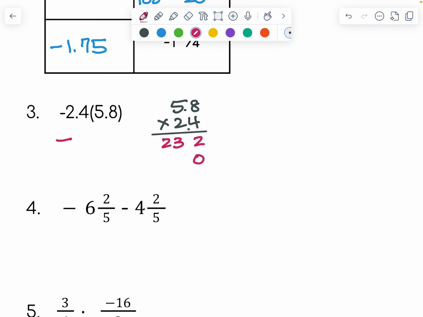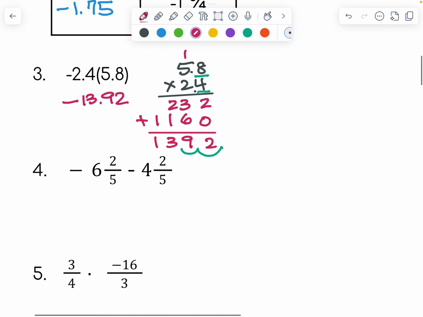Now I'm going to do the next one. I'm going to add a 0 here. Now I'm going to go 2 times 8 is 16, carry the 1. 2 times 5 is 10, with one more, that's 11. Now I just add them up. I get 2, 9, 3, 3, 1. And then I'm going to count how many numbers are to the right of the decimal. There's 2, so I'm going to put a decimal here and go 1, 2. My final answer is 13.92.